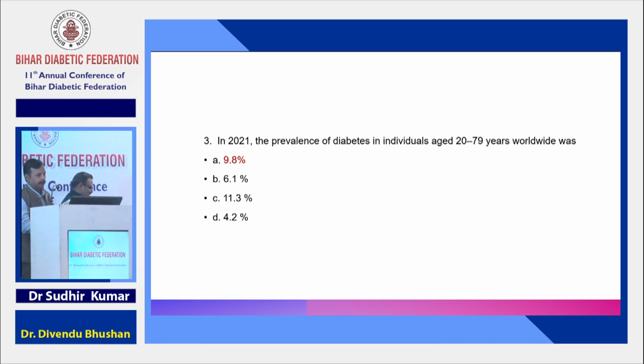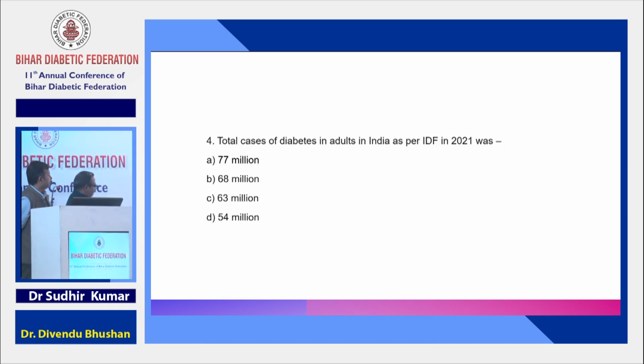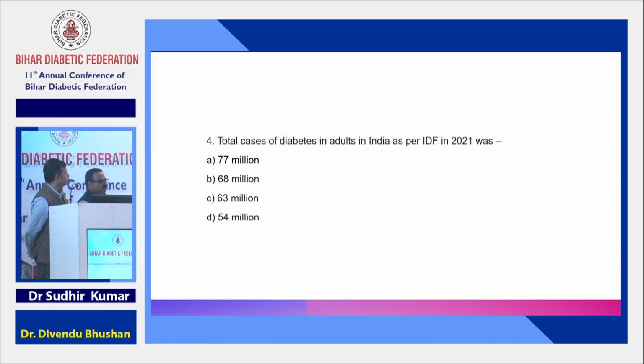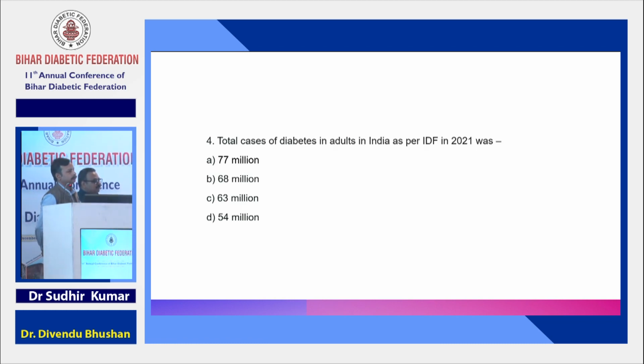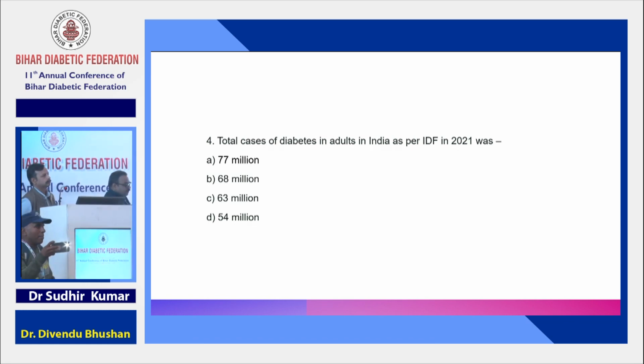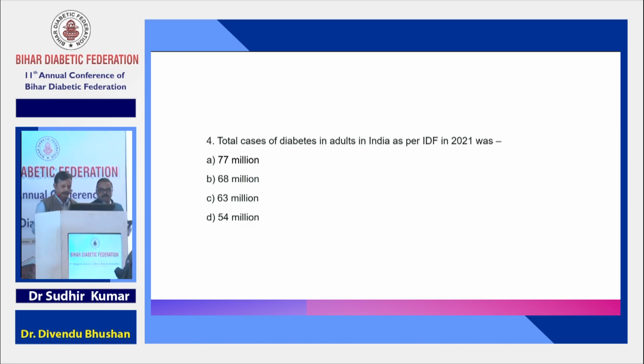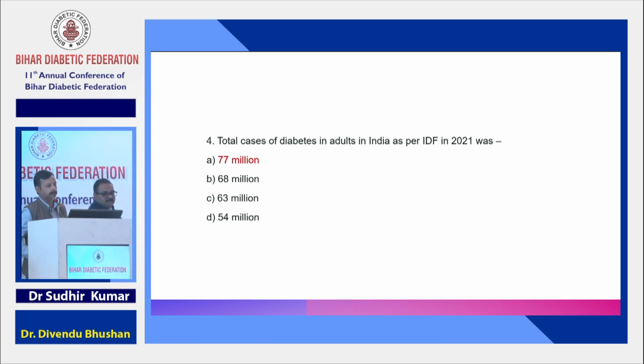So next team, next question. The total cases of diabetes in adults in India as per IDF 2021. Team E. 68 million. Answer B. Wrong answer. It is answer A, 77 million.